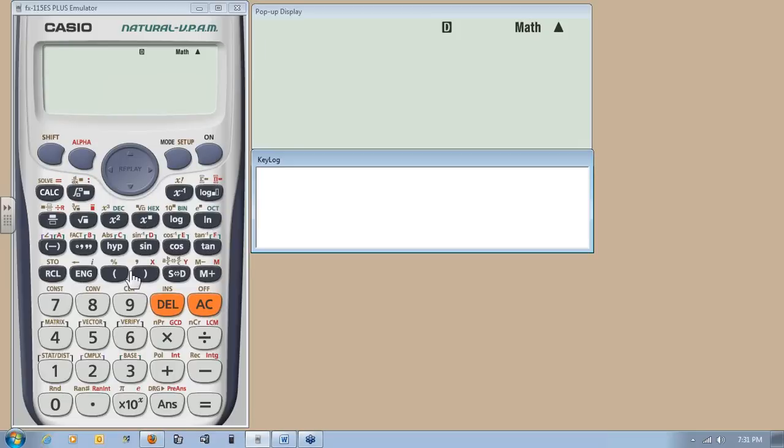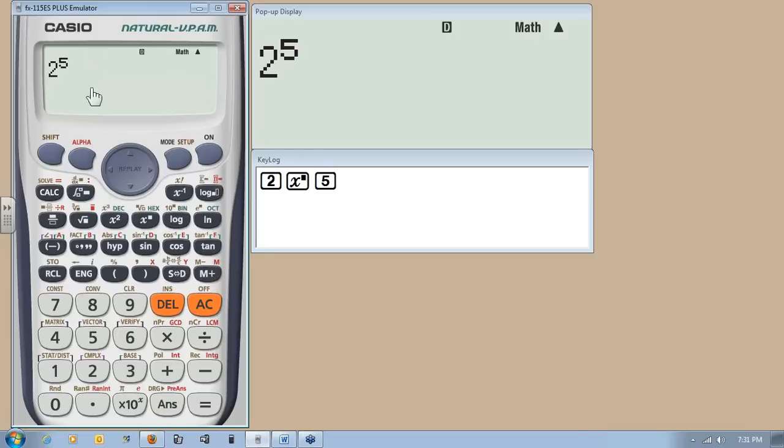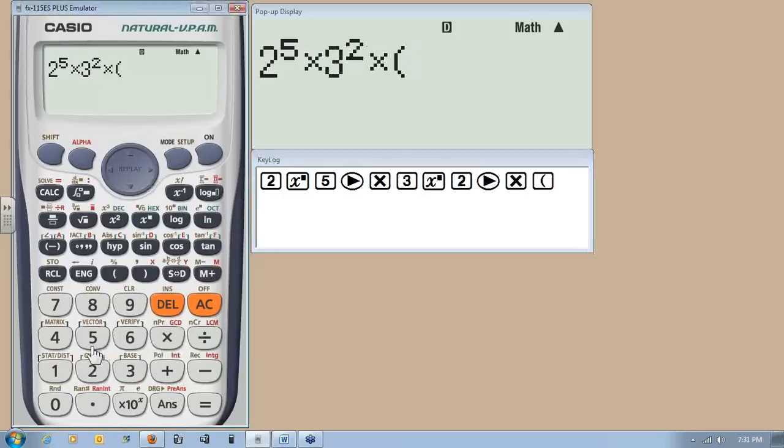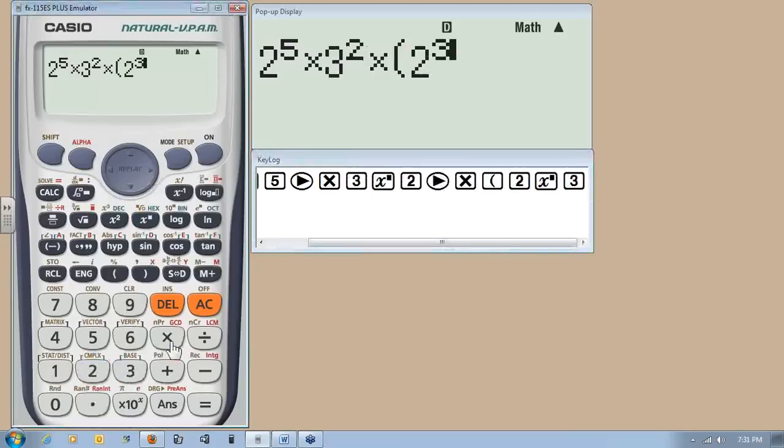We've got the power template. So I'm going to take 2 raised to the 5th power. Again, it's a natural display, so in the natural display, the power will become elevated and becomes noticeable. Times 3 raised to the 2nd. I'm going to multiply that by a quantity, 2 raised to the 3rd, times 3 raised to the 5th.